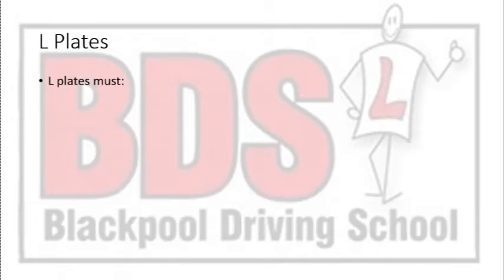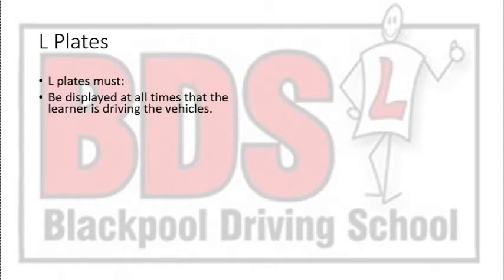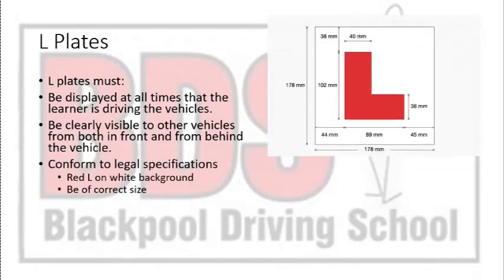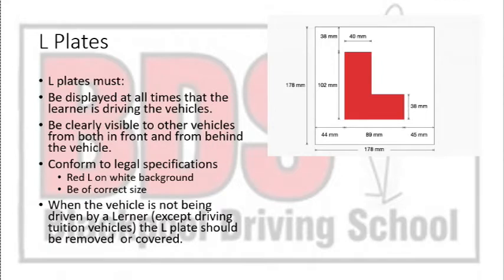When the time comes for you to be able to learn to drive, the vehicle that you're driving must have L plates on. These L plates must be displayed at all times that the learner is driving the vehicle and be clearly visible to other vehicles from both in front and behind the vehicle. They must also conform to the legal specifications, which is a red L on a white background and be of the correct size. When the vehicle is not being driven by a learner, with the exception of driving tuition vehicles, the L plate should be removed or covered.